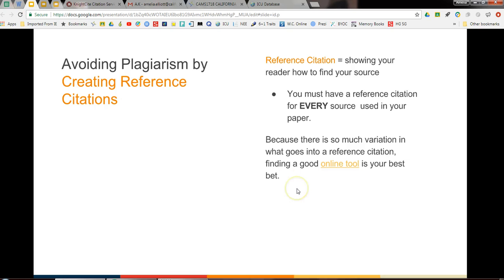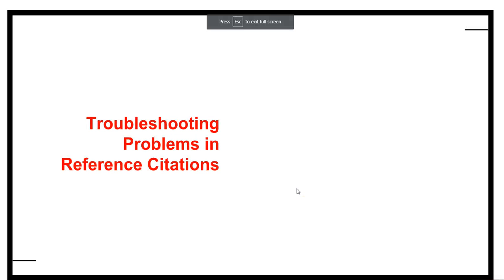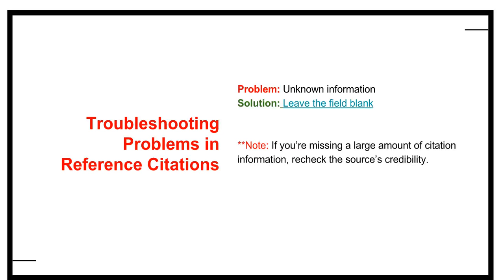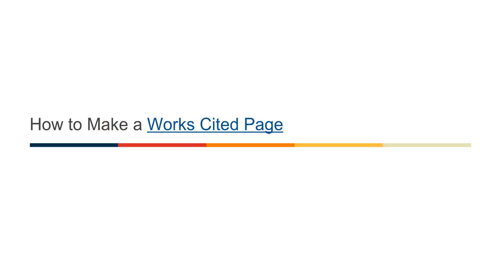So, when you don't know information, you are simply going to leave the field blank. But we're going to make sure that if we're missing too much citation information, that we've rechecked the source's credibility. And that leads us to building a works cited page.